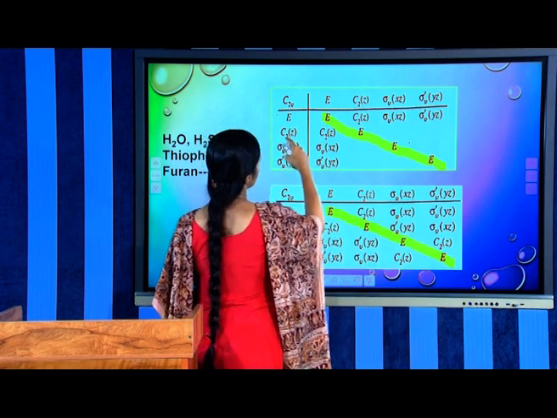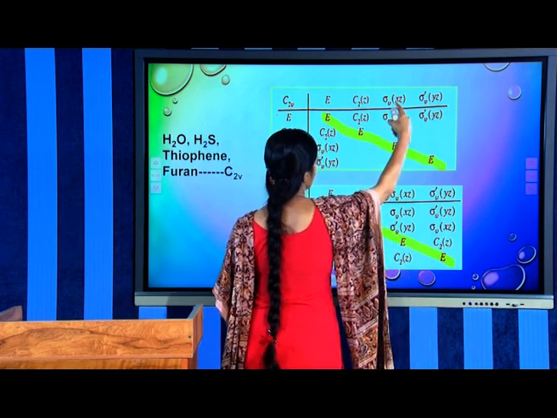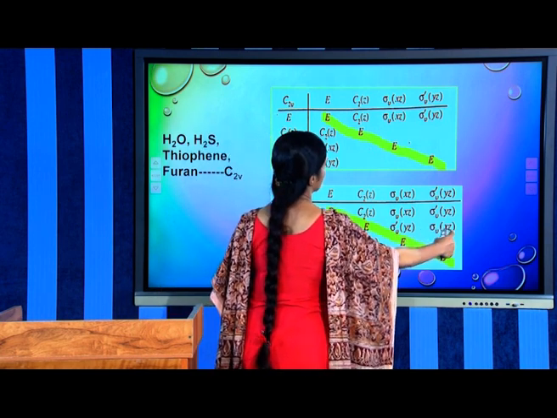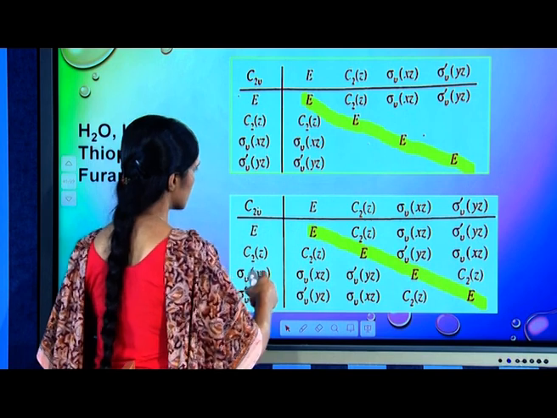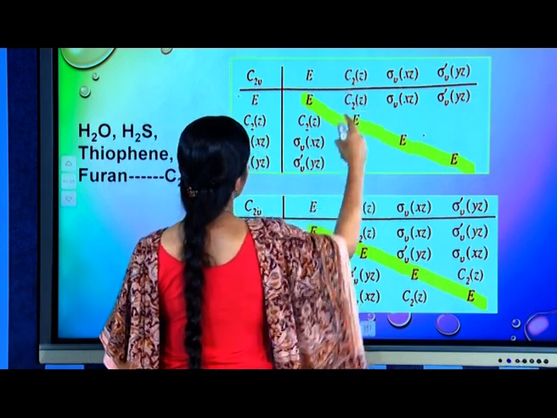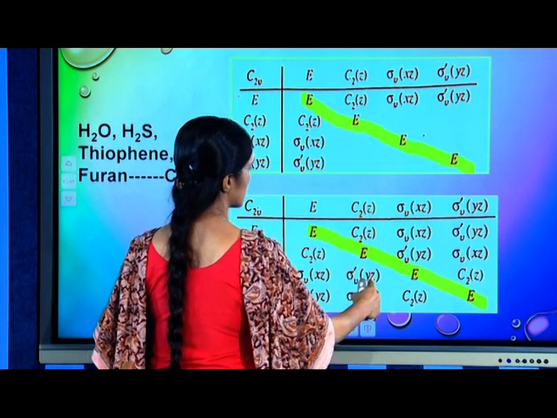And here C2Z into sigma V dash yz. So sigma V dash xz will be the answer according to the closure rule, right? So sigma V xz. And here sigma V xz into C2Z equal to what? Sigma V dash yz, the other operation. Clear?